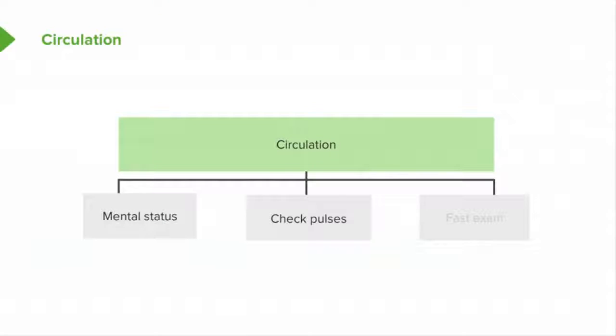Check their pulses. For a patient to have distal pulses such as the radial pulse or dorsalis pedis pulses in the feet, they have to at least have enough of a pressure head. And lastly, to assess whether or not somebody has intra-abdominal bleeding, we perform what's called a FAST examination.